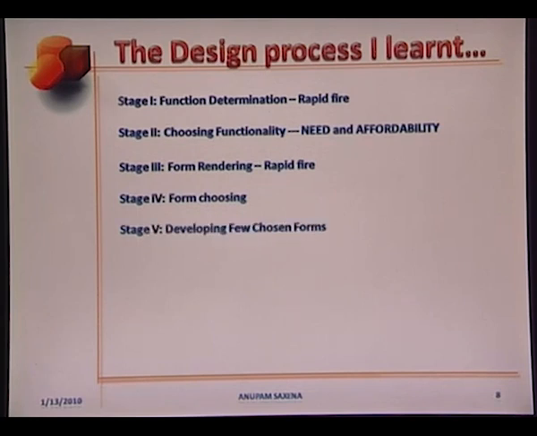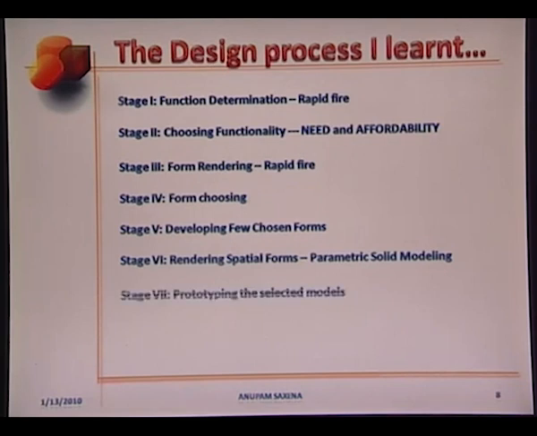Stage 5 is developing a few chosen forms. Stage 6 is rendering spatial forms. This involves parametric solid modeling. Stage 7 is prototyping of the chosen forms or the chosen models. We will demonstrate each step through a small workshop example on the design of a table lamp in this lecture.